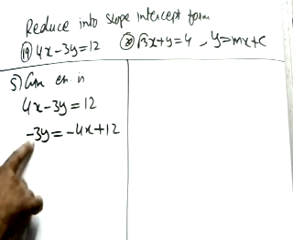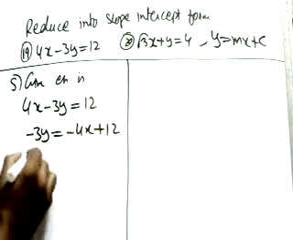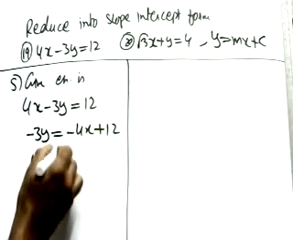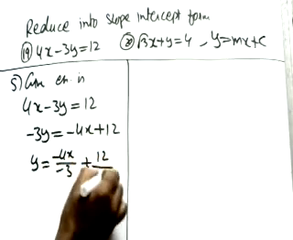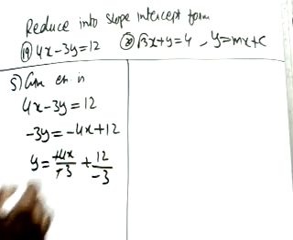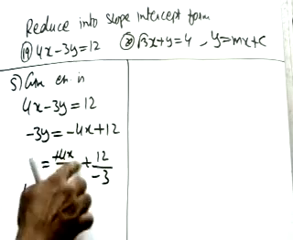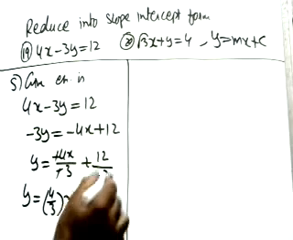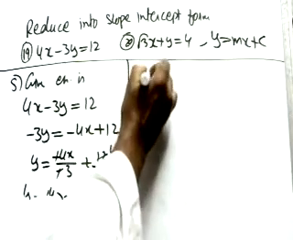Next, we want the coefficient of y to be 1, so we have to take out minus 3. Bring it here, it will be divided. Divide both separately. y equals minus 4x by minus 3 plus 12 by minus 3. So the minus minus will cancel. y equals 4 by 3 x plus 4, since 3 ones are 3 and 3 fours are 12. So this is nothing but slope intercept form, y equals mx plus c.